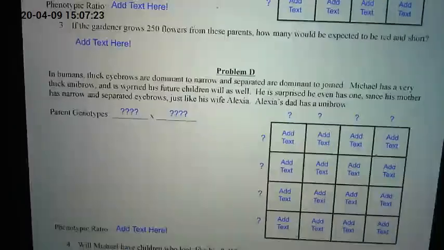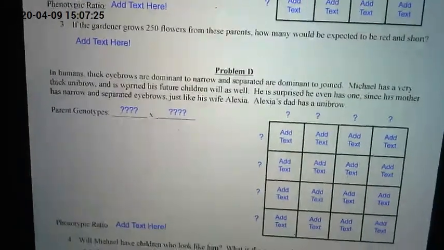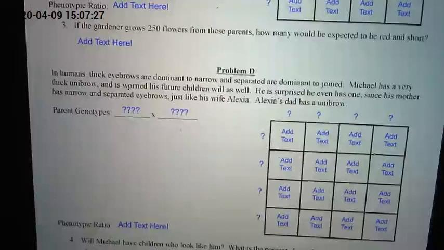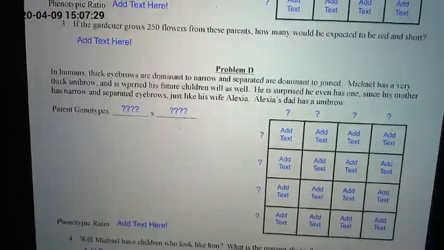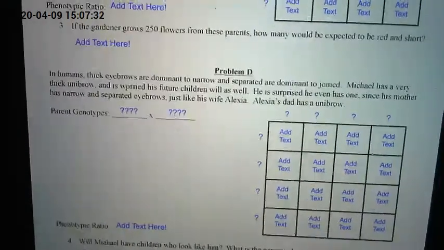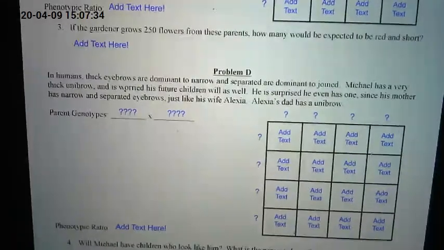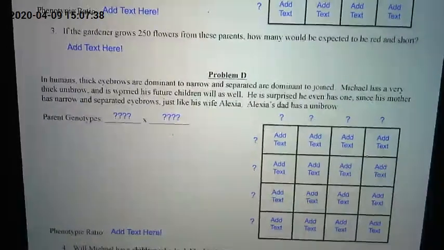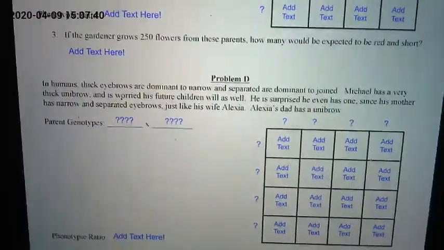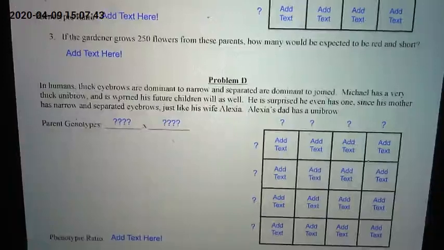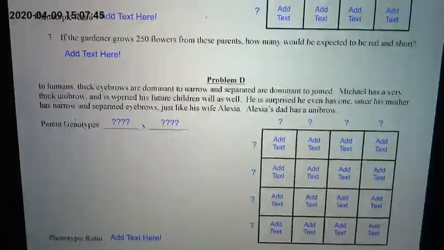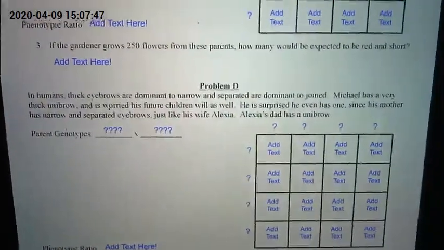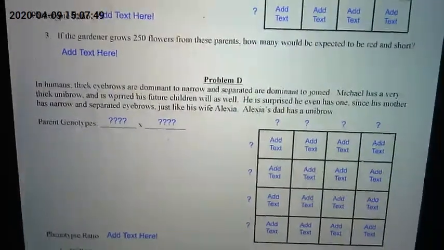So this problem, I don't know if you can read it, let me focus. All right, so this is the problem. It says, in humans, thick eyebrows are dominant to narrow, and separated are dominant to joined. Michael has a very thick unibrow and is worried his future children will as well. He is surprised that he even has one since his mother has narrow and separated eyebrows, just like his beautiful wife, Alexia. Alexia's dad has a unibrow. Okay, so they gave you this information.